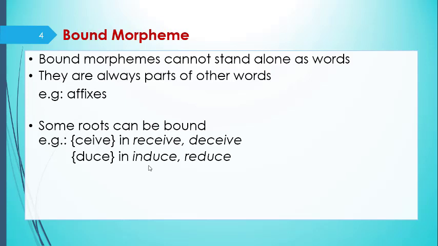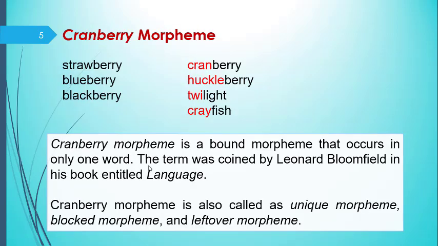And then some roots can be bound. As I have explained in free morpheme, because not all roots are free, that means some roots are bound. Ceive and duce are bound morphemes. And then if you take a look at the book from Andrew Carstairs-McCarthy, the Introduction to English Morphology, you will find cranberry morpheme there.